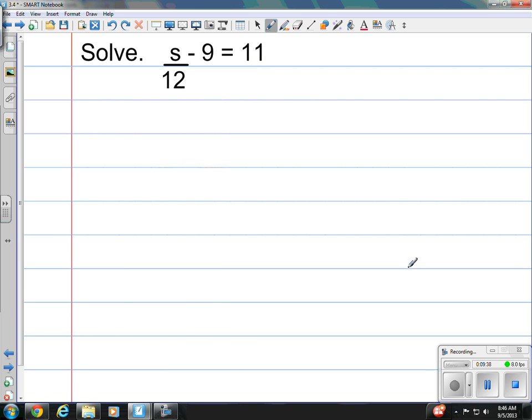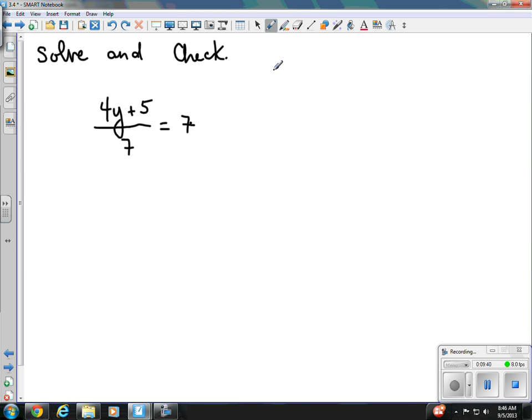All right, now we're off to our last example. We're asked to solve it and check it. So example 5 says 4y plus 5 over 7 equals 7.